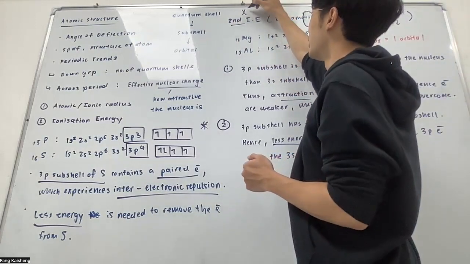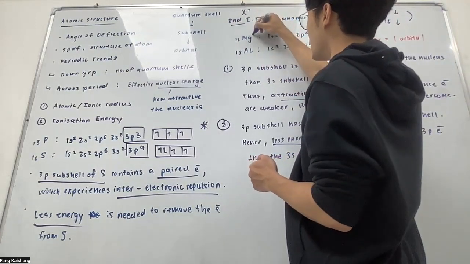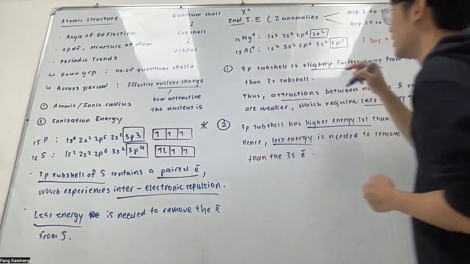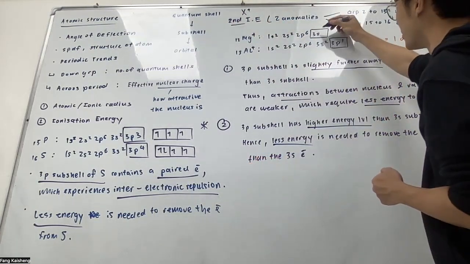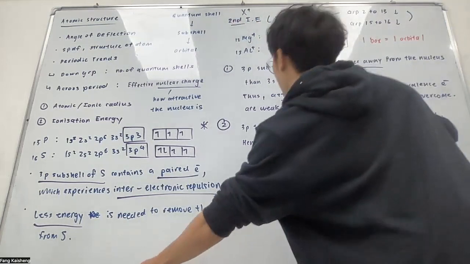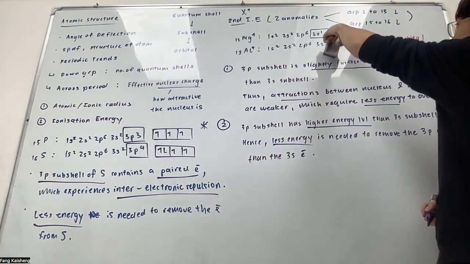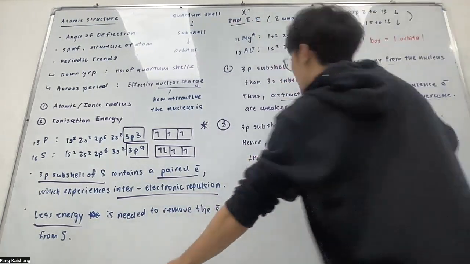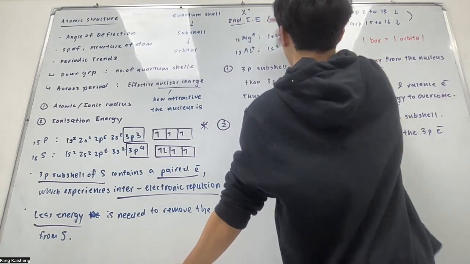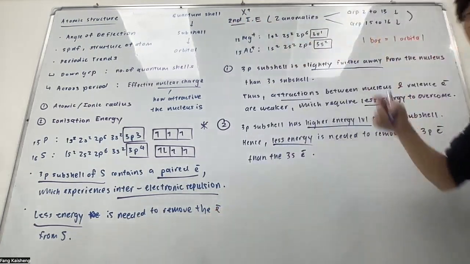X with what charge? Plus. So that's why all these ones are plus. In other words, you must remove 1 electron, so 3s2 becomes 3p1. This one becomes 3s2. Can you see that? Then now you're actually removing the second electron from both in the 3s.